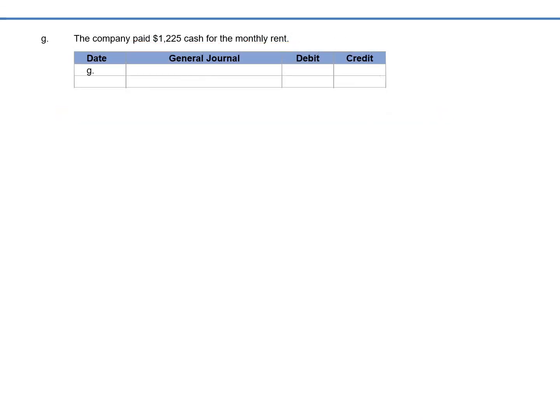All right, in transaction G, the company paid $1,225 cash for monthly rent. So what two accounts are affected? Cash and rent, right? So cash is going to decrease and rent expense is going to increase. And so in order to increase rent expense, we debit. In order to decrease cash, we credit.